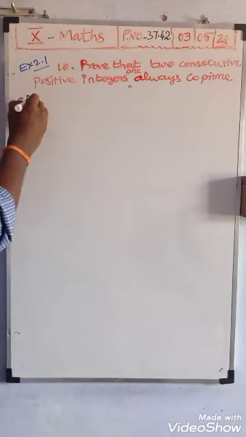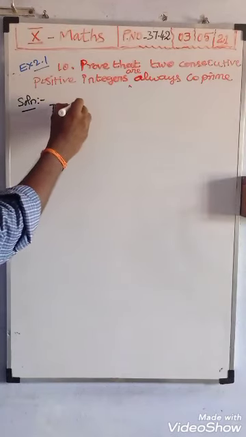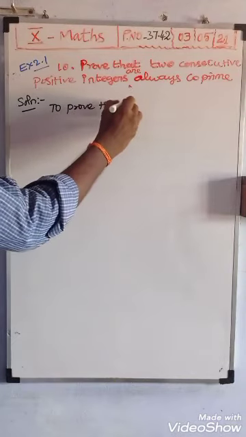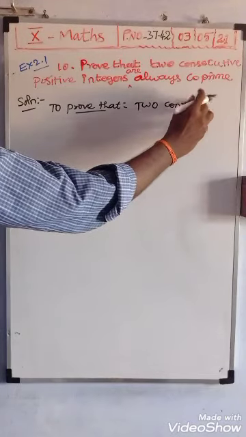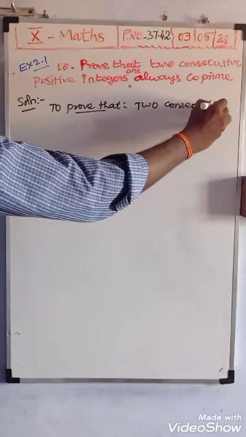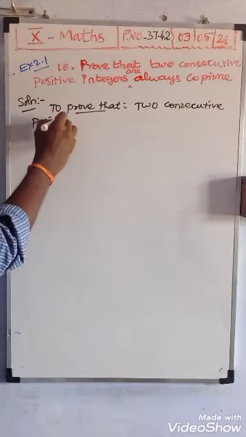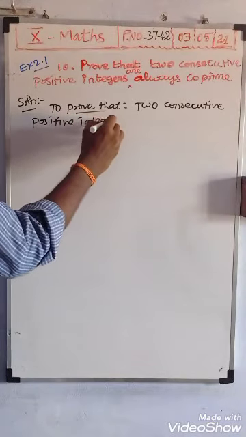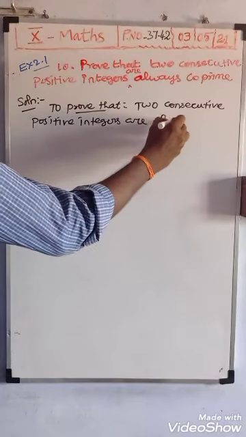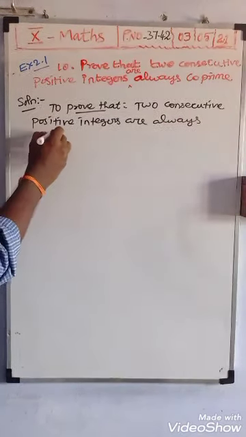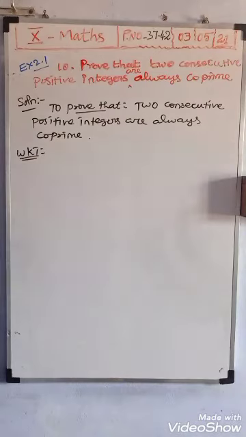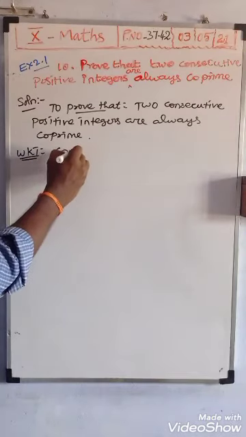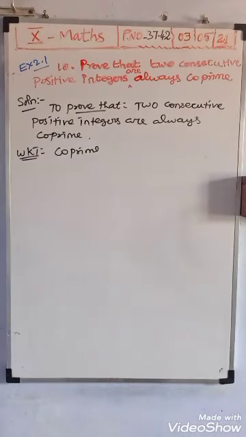So see the solution. What we want to prove is that two consecutive positive integers are always co-prime. So first we want to know, already we know, what is co-prime. What is co-prime?